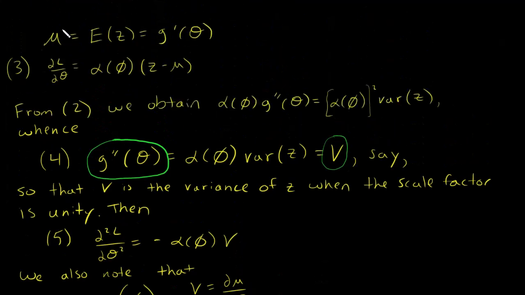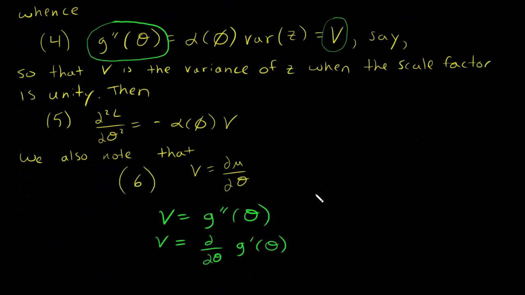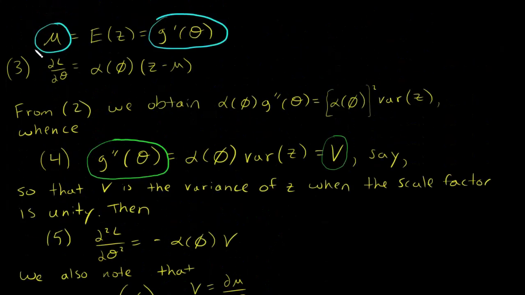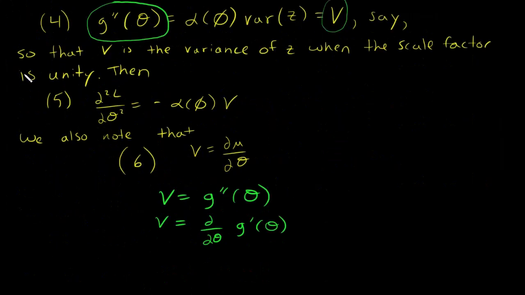If I scroll up, we previously have shown that mu equals that first derivative of g. That's something that we discussed in a previous video, and I'll include the link to that video in the description of this video. But basically, I need to plug in mu for the first derivative of g. So I get V equals the derivative of mu. And that's basically what equation 6 says.